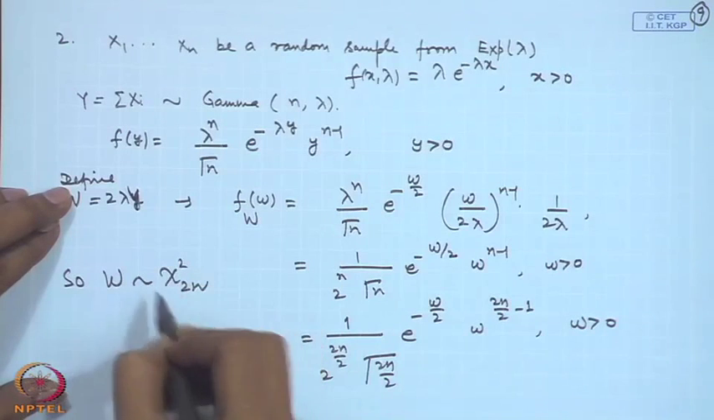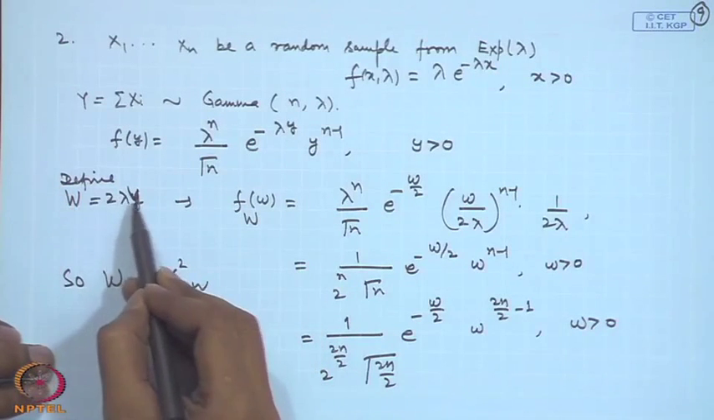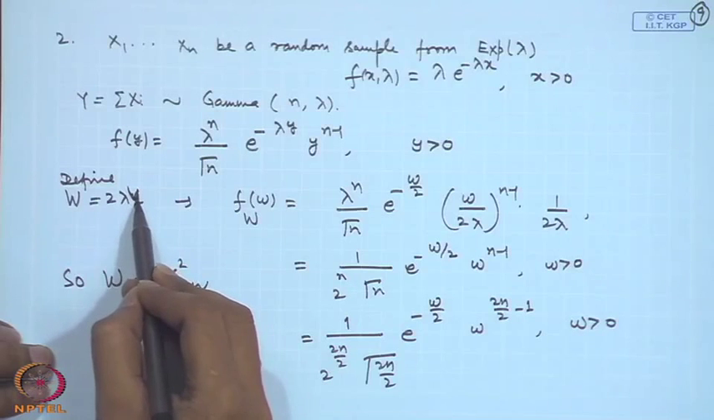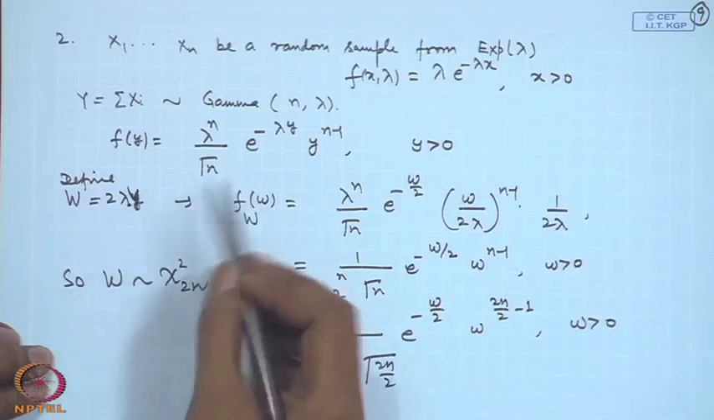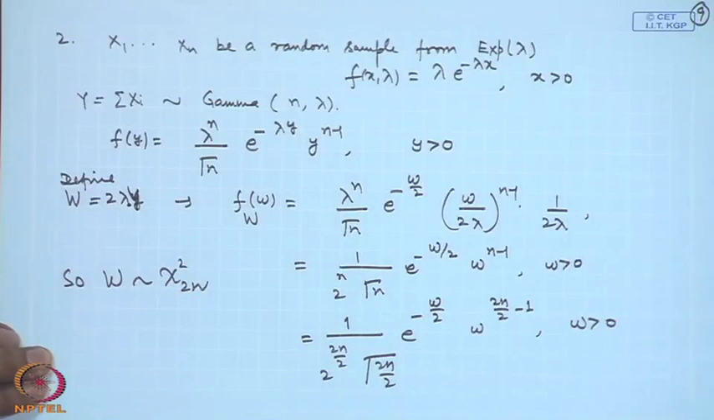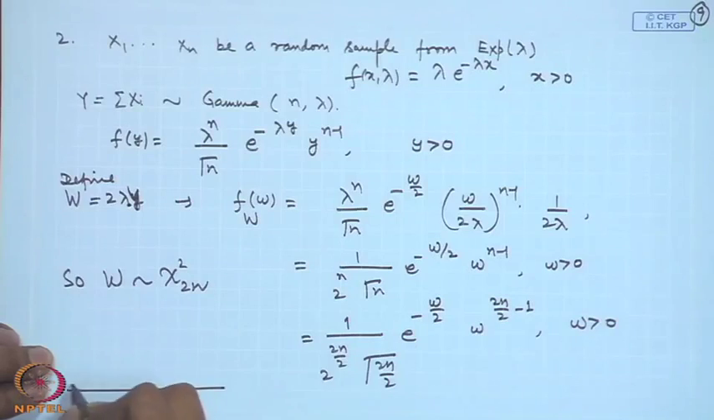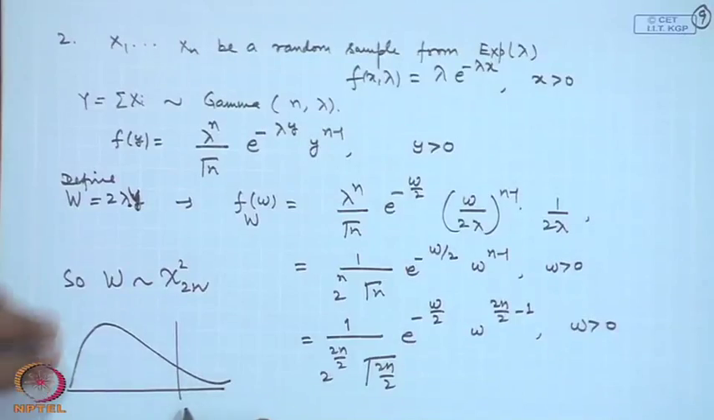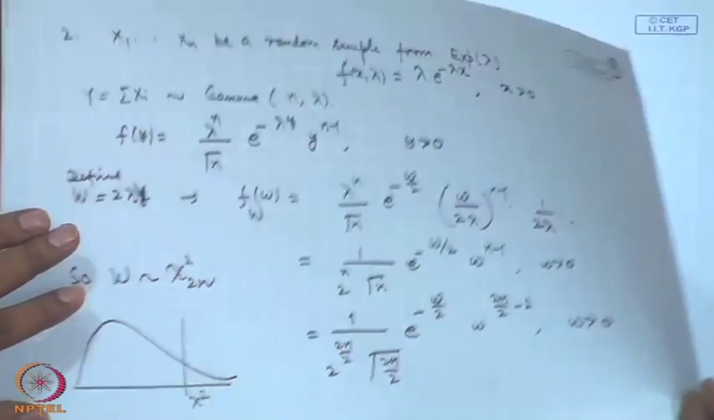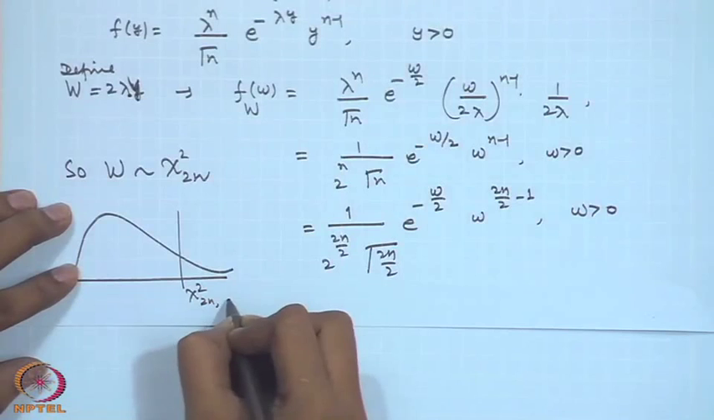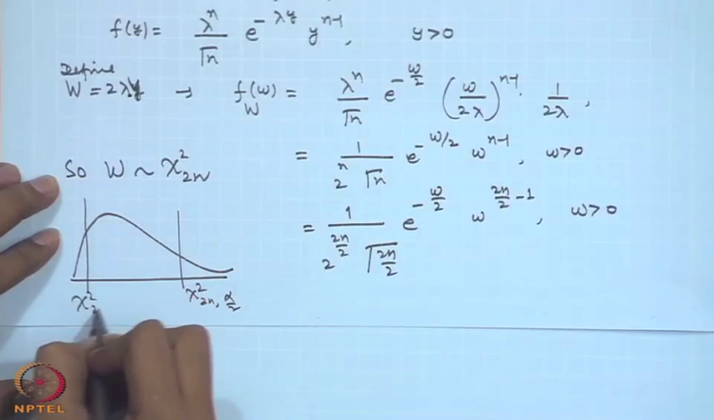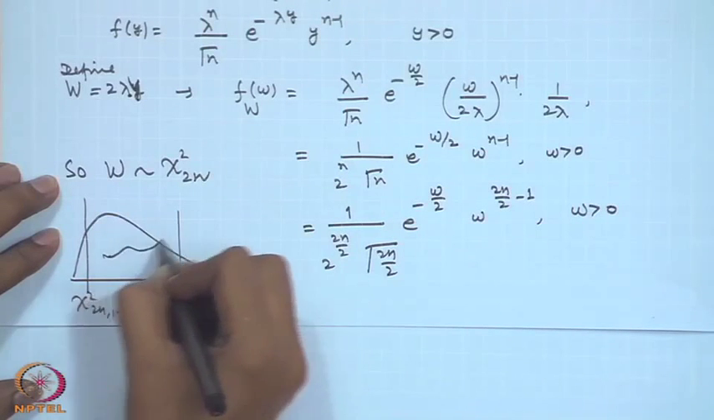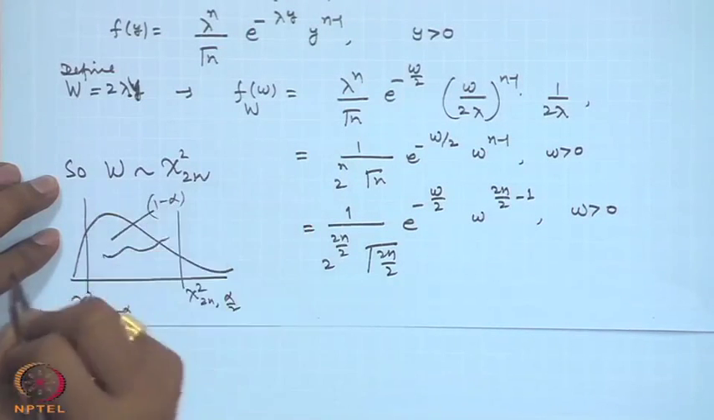Now, you can see again we can make use of w, because w involves the observations in the form of y here, y is sigma x i, and it is also involving the parameter of interest. So, we can construct the confidence interval for lambda, for 1 by lambda, etcetera, by making use of this chi square distribution on 2n degrees of freedom. And once again for convenience, we may take chi square 2n alpha by 2 and chi square 2n 1 minus alpha by 2, so that this probability is 1 minus alpha.